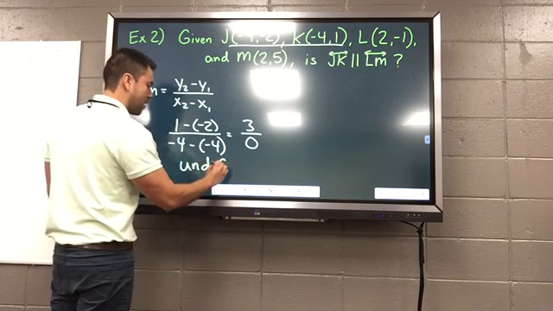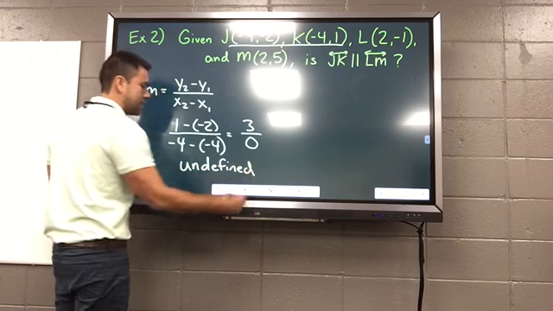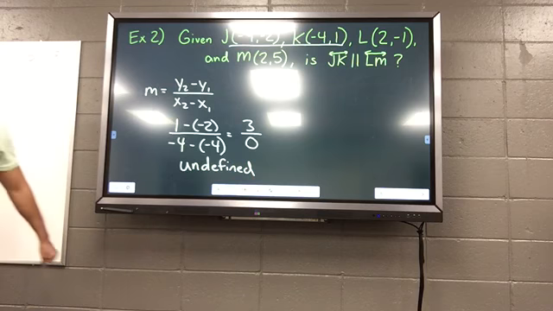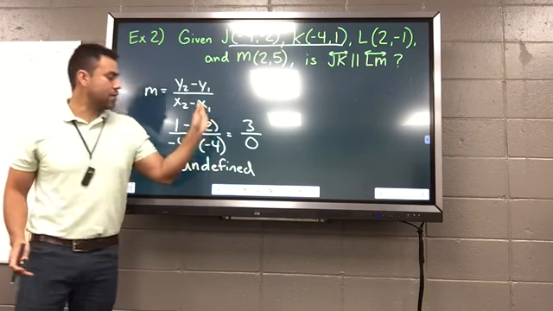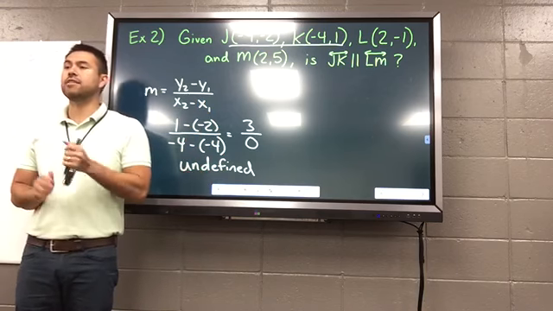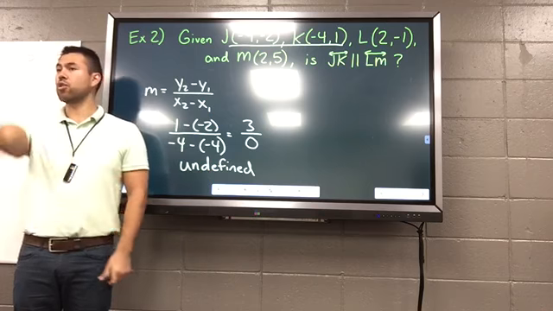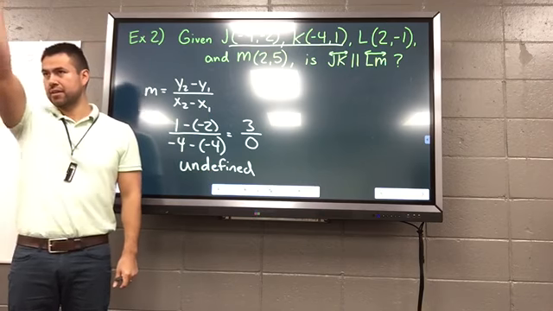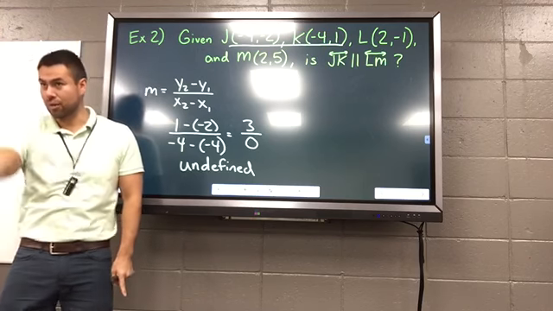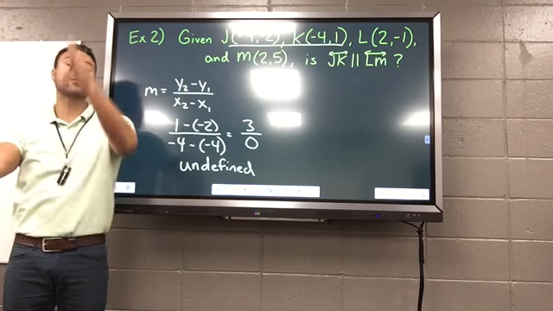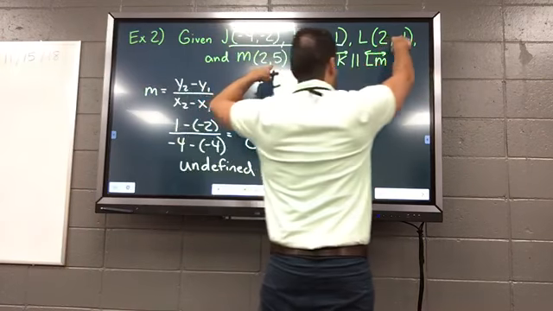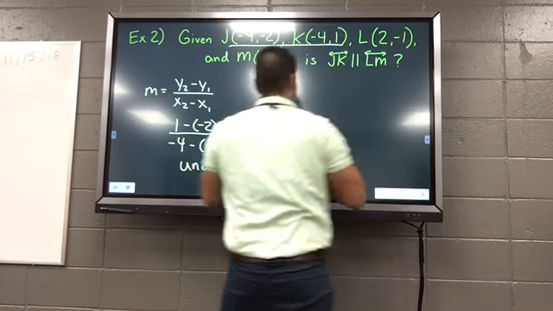So this problem's over, right? Because one's undefined, it's impossible to have a parallel line. Okay, I have undefined, so what kind of line does that have to be? What's an undefined slope? Sarah? Vertical. It's a vertical line. So what's the only other type of line that could be parallel to a vertical line? Another vertical line. So I have to find out if this is a vertical line.